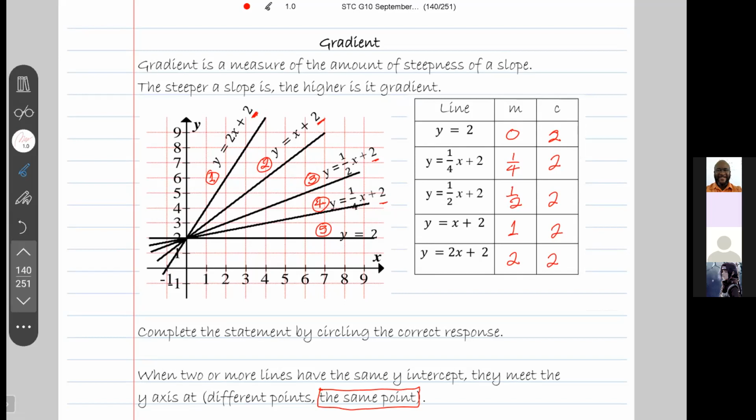So what is this line designed to show you? It is showing you, 1, that the steepest line has the highest gradient. 2, if a line is horizontal, its gradient is 0. 3, if you have several lines with the same y-intercept, they all meet the y-axis at the same point. Guys, gradient is a measure of the amount of steepness of a slope, and the steeper a line is, the higher is its gradient.